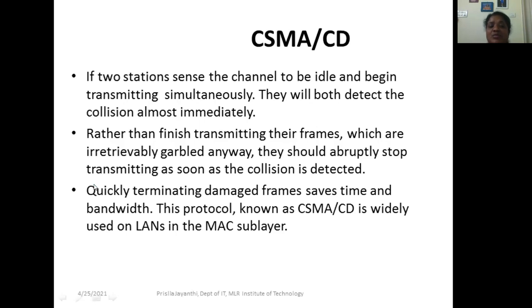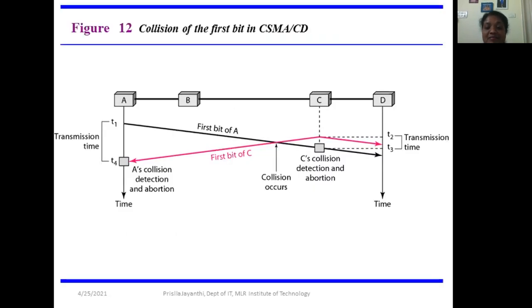Instead of wasting time trying to transmit, let's take the example of the narrow path wherein the four-wheelers meet each other. They both cannot move further, and they should not waste any further time. So what they have to do is terminate at that point and just resolve it. That is what is meant by terminating damaged frames saves time and also bandwidth. So collision detection is mainly used in LANs in the MAC sublayer.